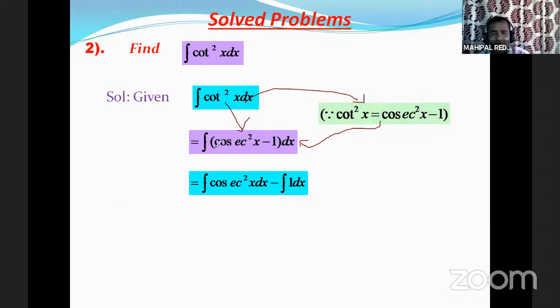So again, this is in the form of the integration of f of x minus g of x. So I am writing the individual integrations: integration of cosec square x, and minus the integration of 1 into dx.